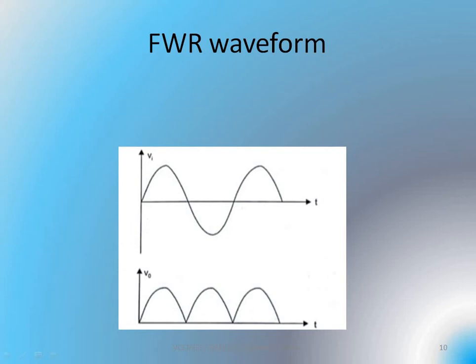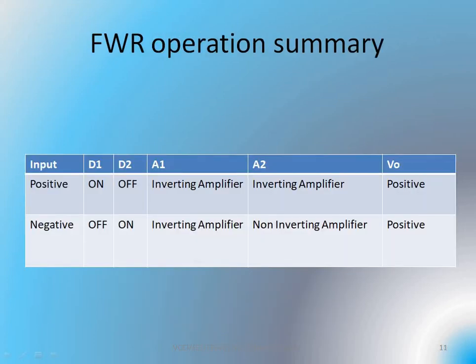And the output for the entire cycle, both for the positive and negative half cycle, is that both half cycles are processed and presented only in one direction. That's why we say a rectifier is a circuit which converts a bidirectional AC signal into a unidirectional pulsating DC signal.